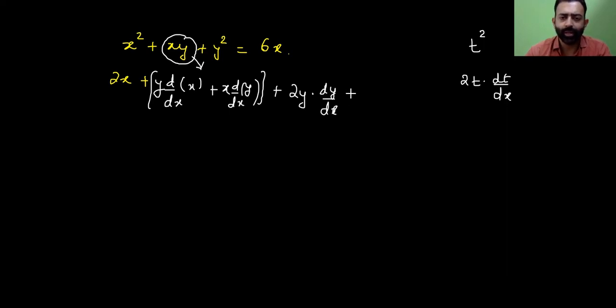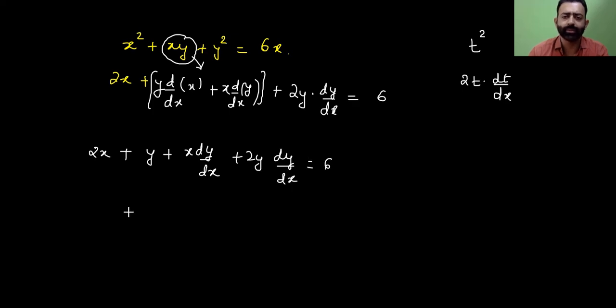In the RHS, differentiate with respect to x again, so you will get 6. Now let us quickly see how this will end up. So 2x plus y, because dx by dx is just 1, means derivative of x is 1. Then plus x times the differentiation of y with respect to x, which is just dy by dx. Plus 2y into dy by dx is equal to 6.